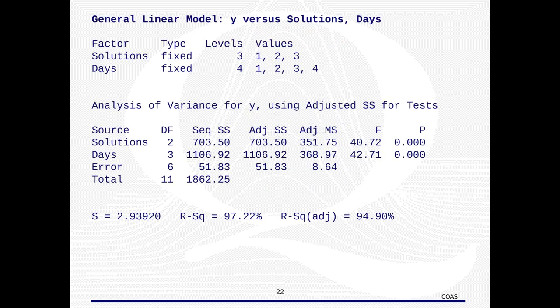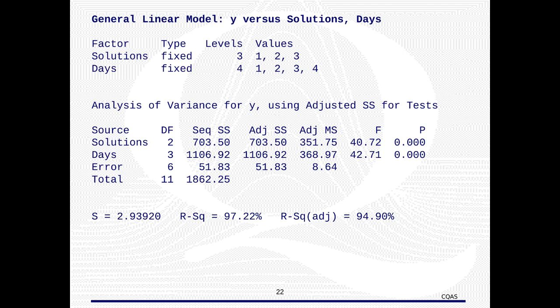We now fit a general linear model to the experimental data from the previous slide, treating both solutions and days as fixed factors. The model includes 3 solution types and 4 time points, giving us 12 total observations. The analysis of variance table reveals the statistical significance of each factor.